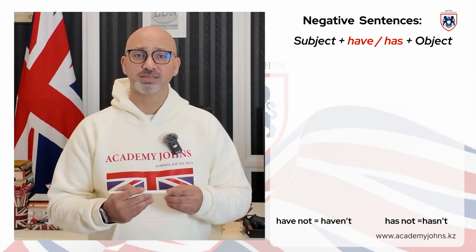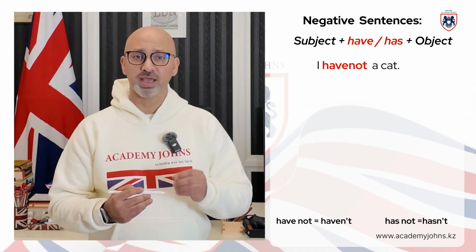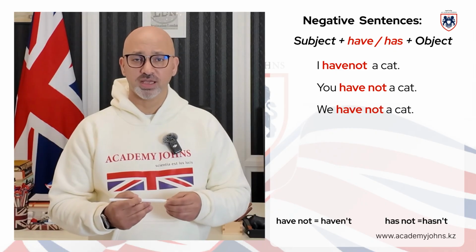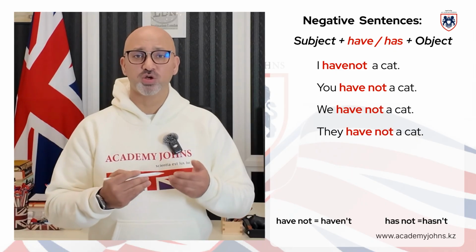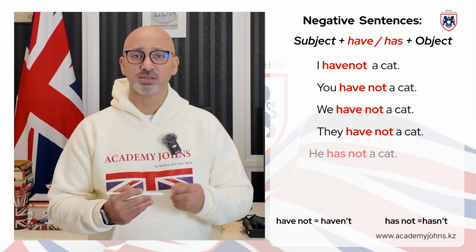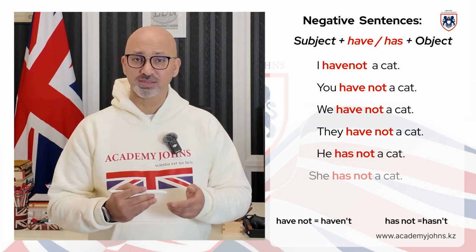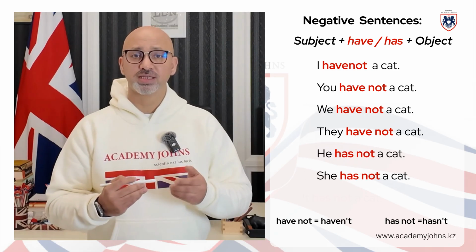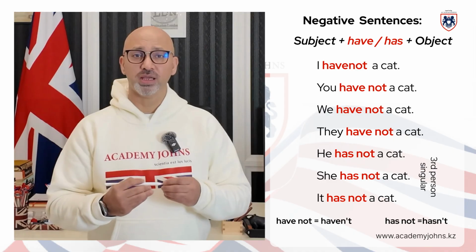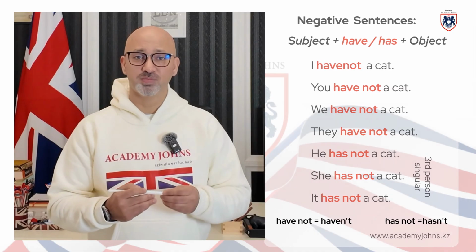Let's make some sentences now. I have not a cat. You have not a cat. We have not a cat. They have not a cat. For he, she, or it, we use has not. He has not a cat. She has not a cat. It has not a cat. Remember, for he, she, it, we use has.